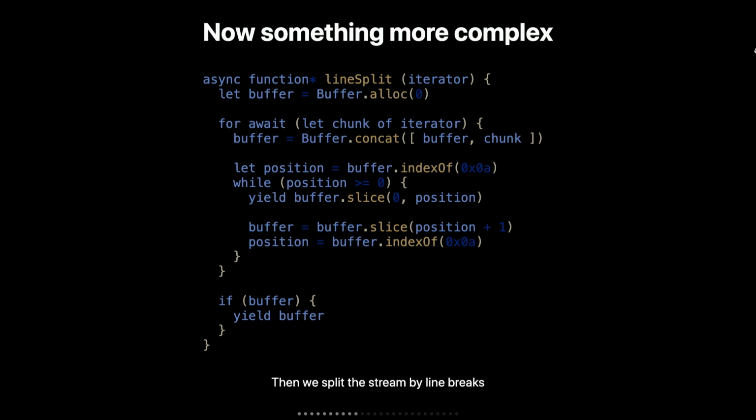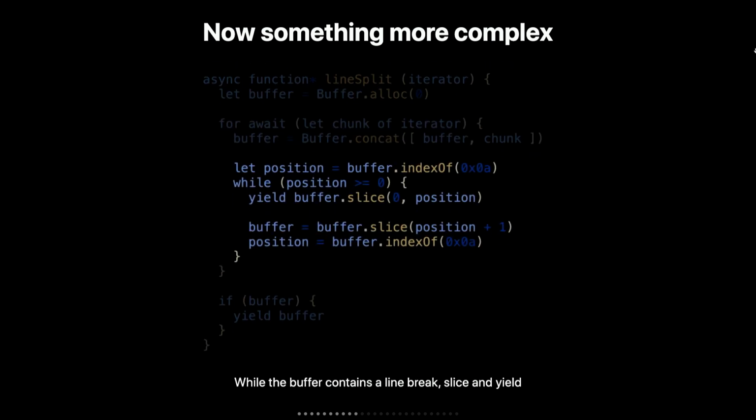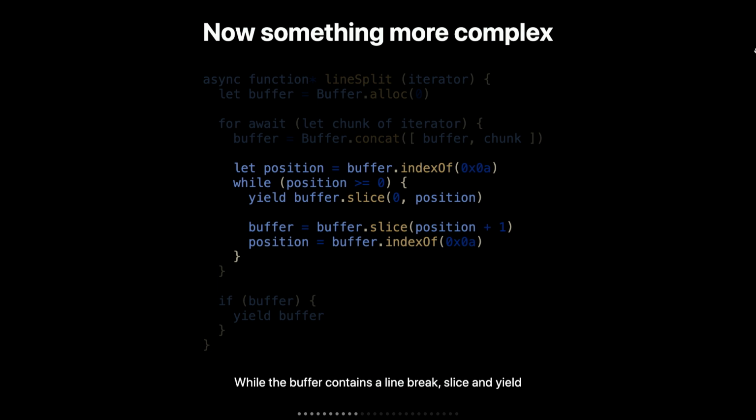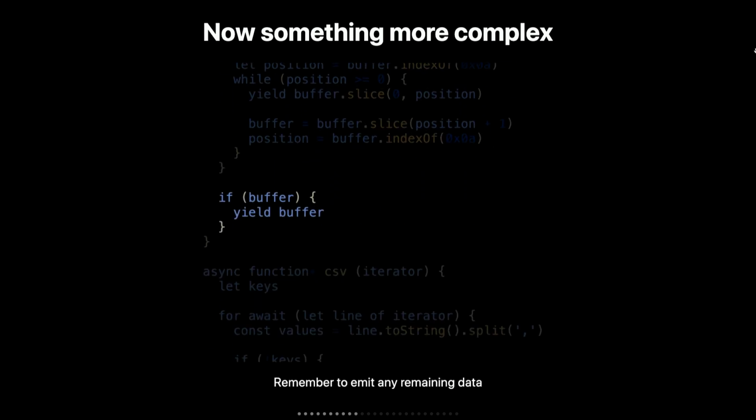So it just allocates an initial empty buffer, and it'll keep appending chunks to this buffer for each chunk that it receives from the iterator given to it. And while there is a newline character in the current state of the buffer, it will keep trying to slice up to that point and yield that, and then shift the pointer. And at the end, you want to make sure to yield if there's anything left, because the final line might not have a newline character at the end.